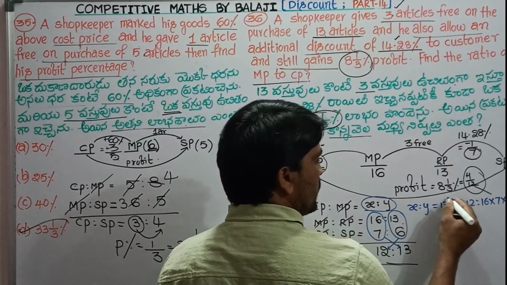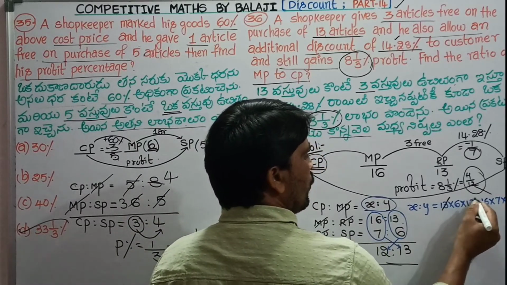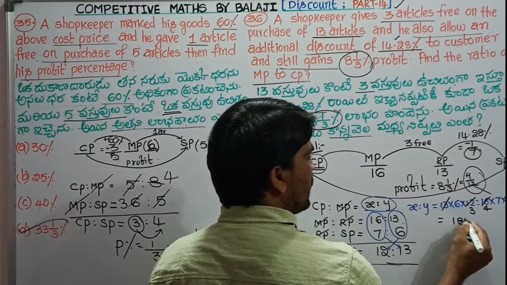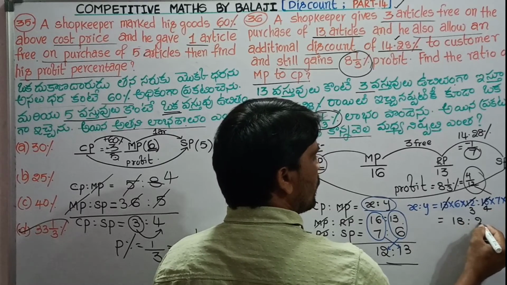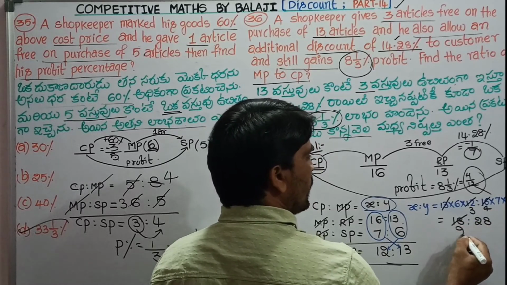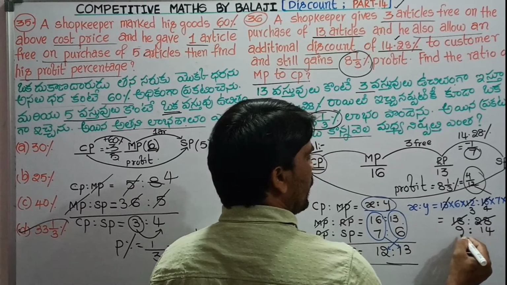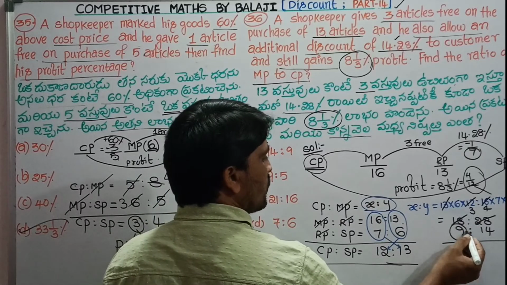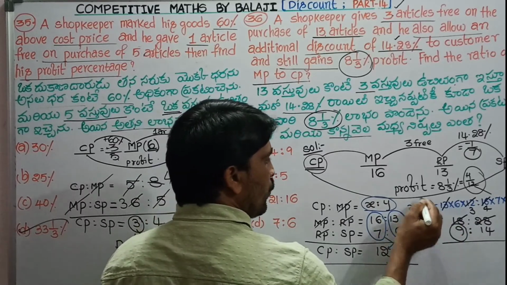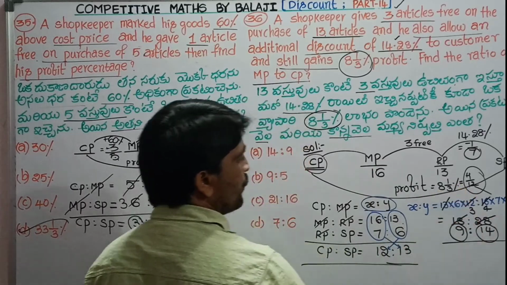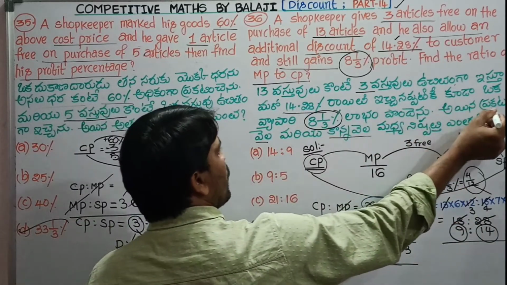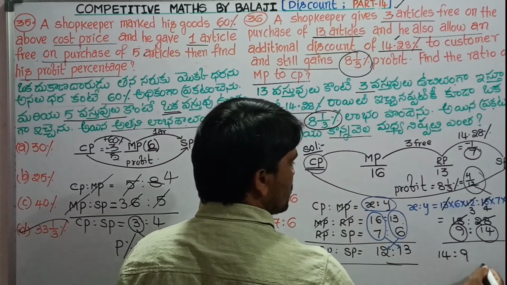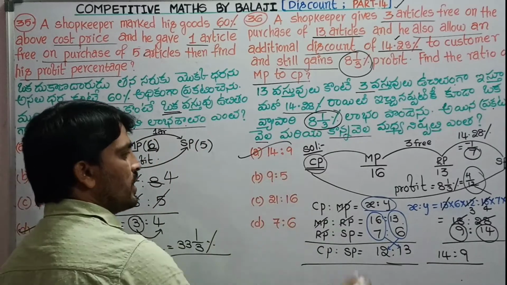Now 13 gets cancelled. 4 3s are 12, 4 4s are 16. So which is equal to 6 3s are 18 is to 4 7s are 28. That is 2 9s are 18, 2 14s are 28. Final ratio is 9 is to 14. That is, if cost price is 9 units, then Y, the market price, is 14 units. But we have to find the ratio of market price to cost price, which is the reverse, 14 is to 9. That is the answer. So answer is A.